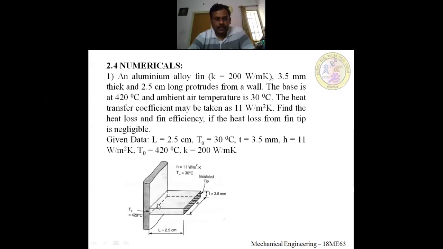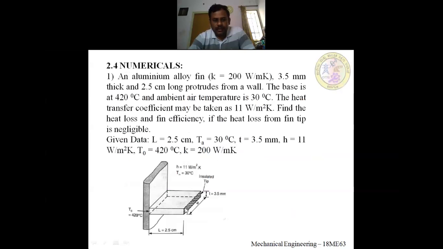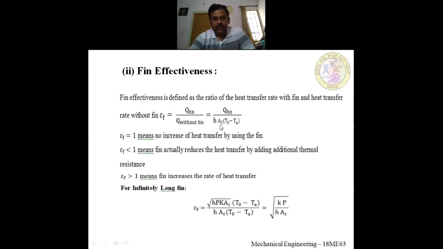So here, I was discussing fin effectiveness. I told you about the cross-section area, why we have taken the cross-section area h times Ac. See, this is the cross-section area of the fin: width into thickness is the cross-section area. That area we have considered. Heat loss with fin, heat loss without fin. That means if the fin was not attached to this base surface, then what would this area have been? This would have been the cross-section area. That is what we have taken here.